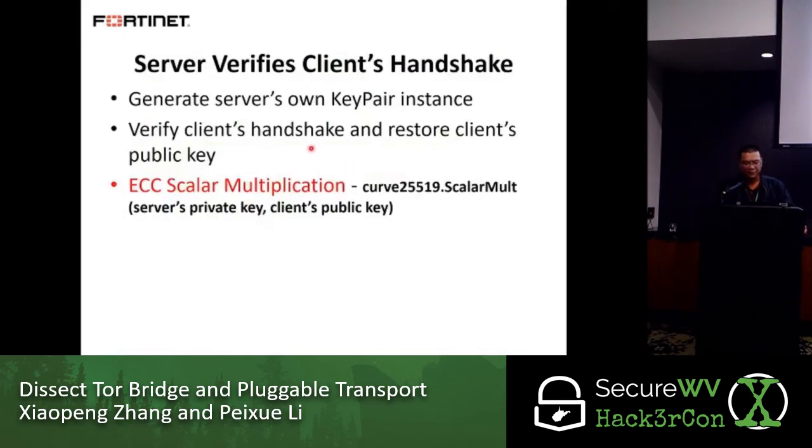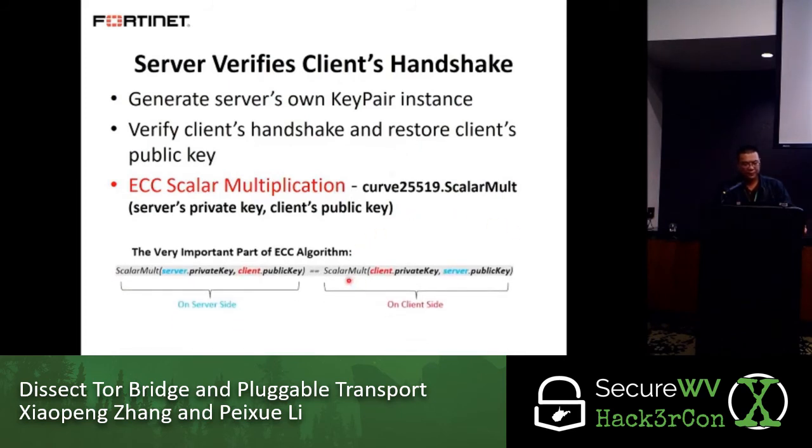On the server side, it generates the key instance the same way that the client does. The server verifies the client's handshake and restores the client's public key from the representative. After verification is done, the server passes its private key and the client's public key to ECC, this function. Actually, both client and server call this function and pass their own private key and the other's public key to generate the same result.